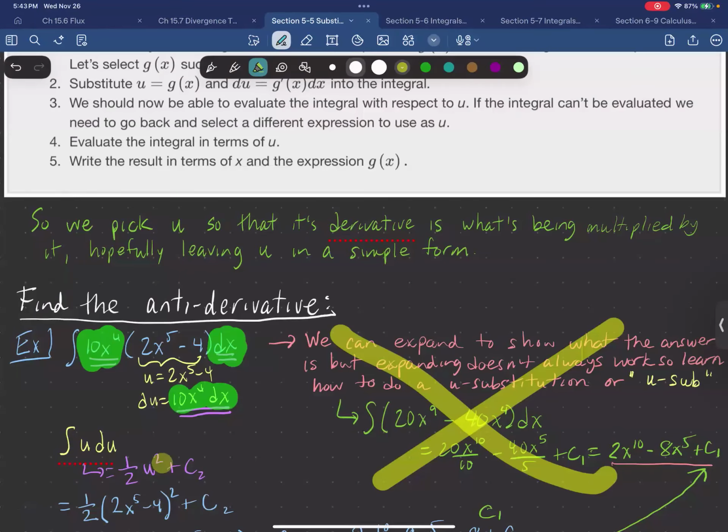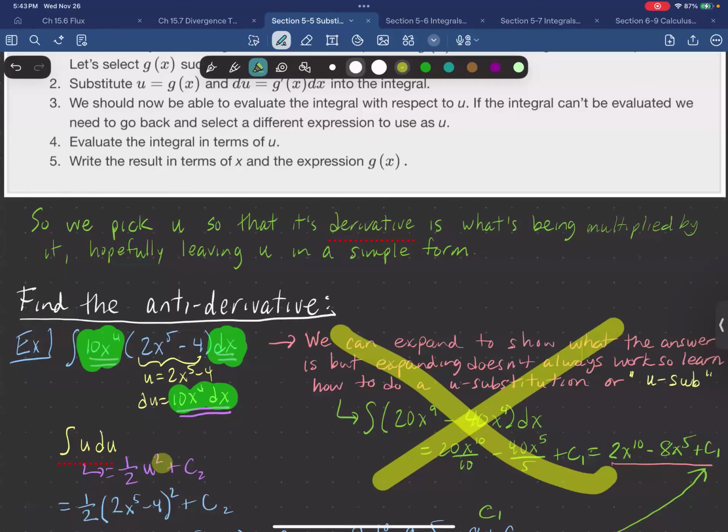Okay. Now let's come over here to the right side. What I did here is I actually expanded it out. I took this and multiplied the 10x to the 4th inside. Okay. Now this is easy to integrate. Up a power, divide by the power. Up a power, divide by the power. I get 2x to the 10th minus 8x to the 5th plus c1.